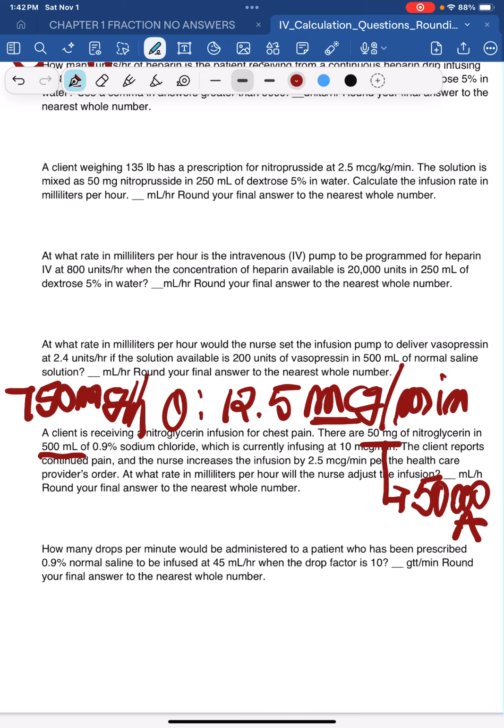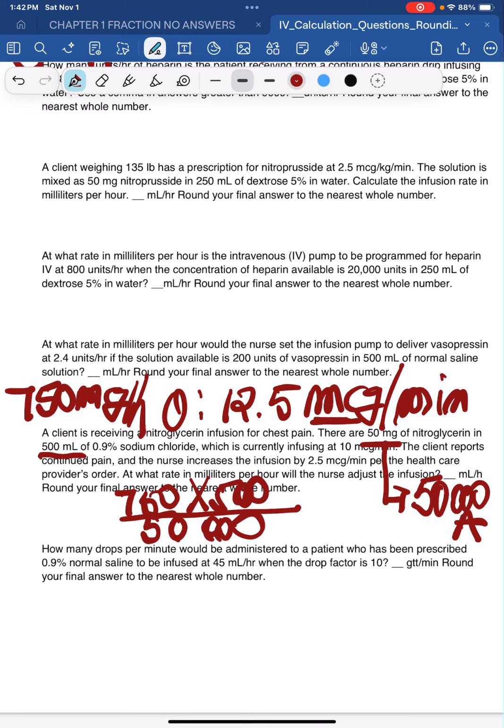The only thing I'm going to do is get my order, which is 750, multiply that by your quantity, which is 500 milliliter, and divide by available, which is now 50,000. So get your calculator, dear friend. 750 multiplied by 500, which is your quantity, divided by available, which is 50,000.